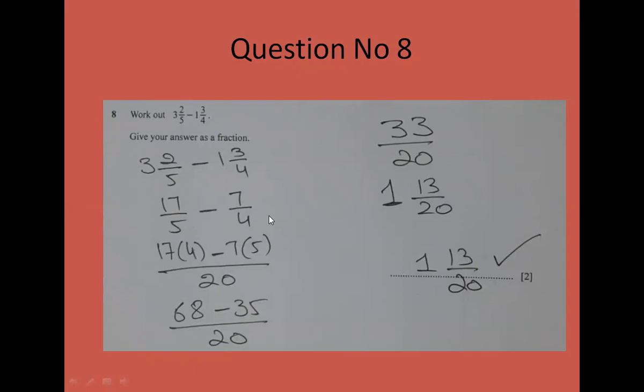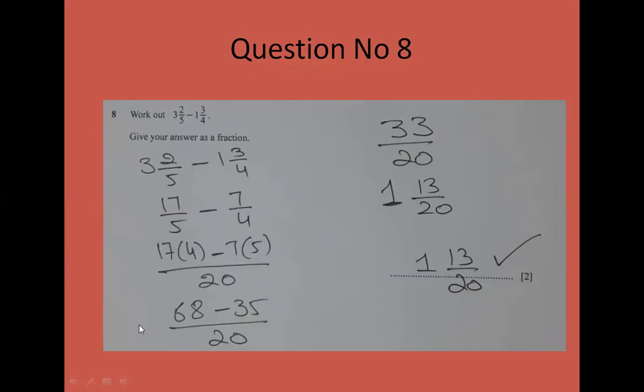5 threes are 15, 15 plus 2, that will be 17 by 5. Minus 4 ones are 4, 4 plus 3 is 7, 7 by 4. So I will take the LCM, and the LCM of 5 and 4 is 20. Divide the LCM by the denominator and you will get 4, and you multiply that 4 with the 17. Divide the LCM by this denominator, you get 5, and 5 will multiply with this numerator.